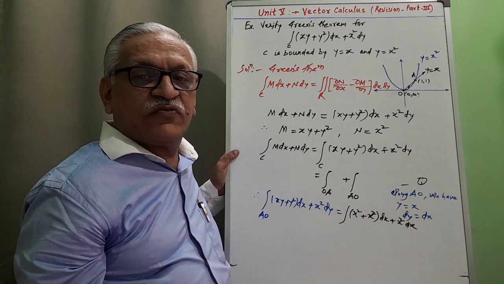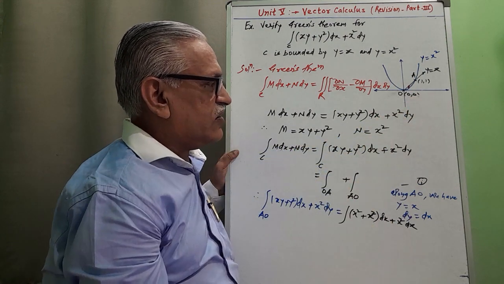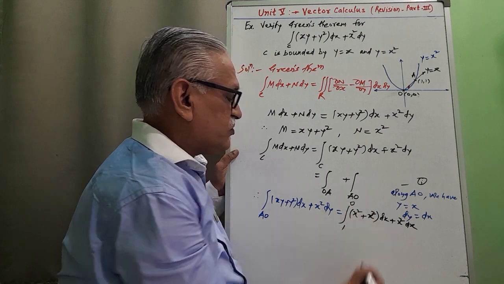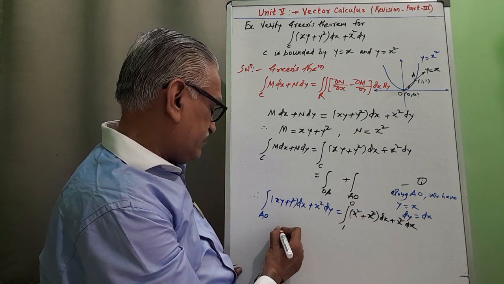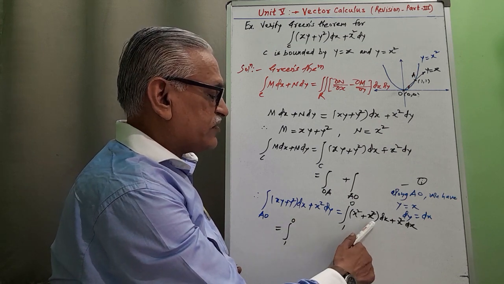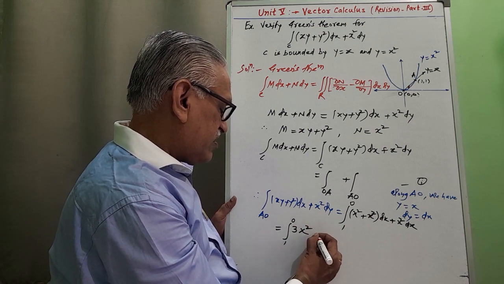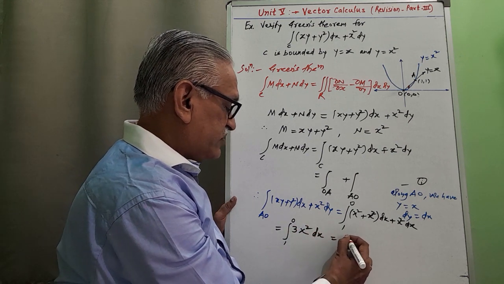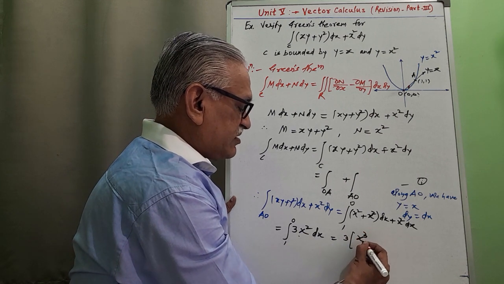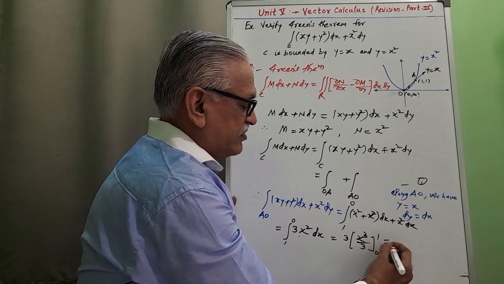As we have to integrate with respect to x, see how x varies over that path. It is from 1 to 0. We get the integration from 1 to 0 of x² + x² + x², which is 3x². Its integration with respect to x: 3 is a constant outside, and the integration of x² is x³/3, with limits from 0 to 1. The 3 gets cancelled.